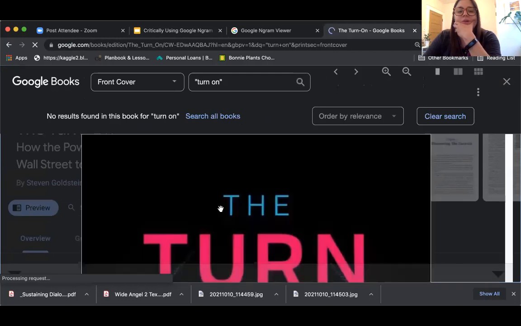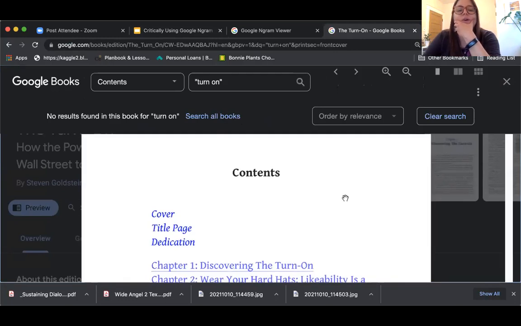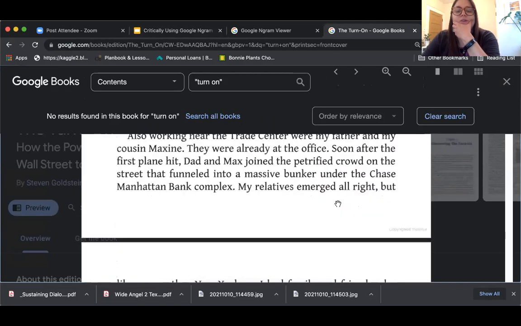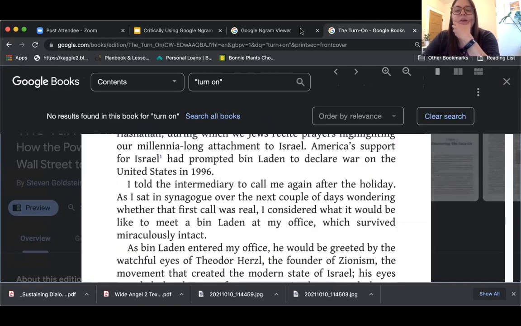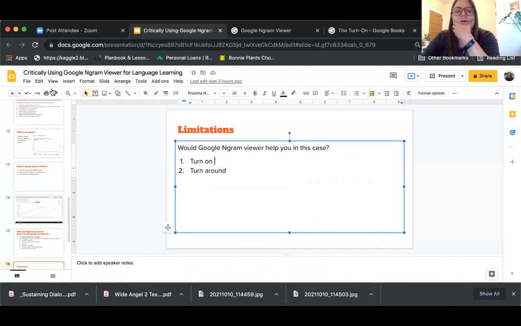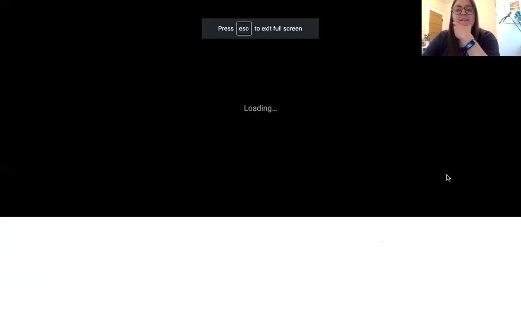As you can tell them, assuming that they can't use COCA because maybe their phone freezes, or maybe it's just not working, you might have them actually look at an example book and look for examples of how turn on is used. Okay. All right, good. All right, awesome.